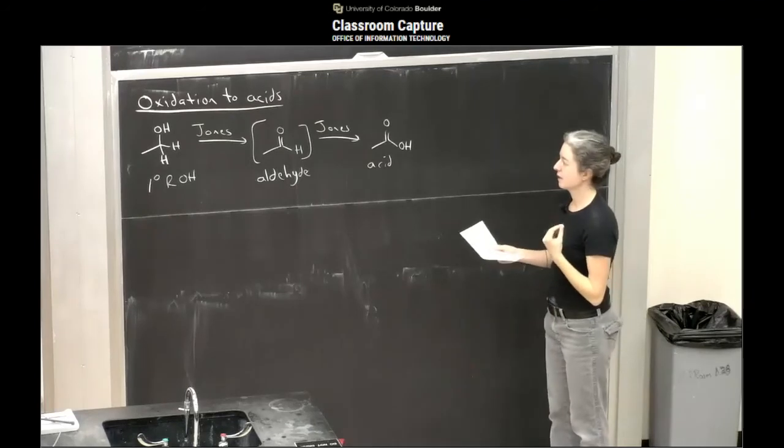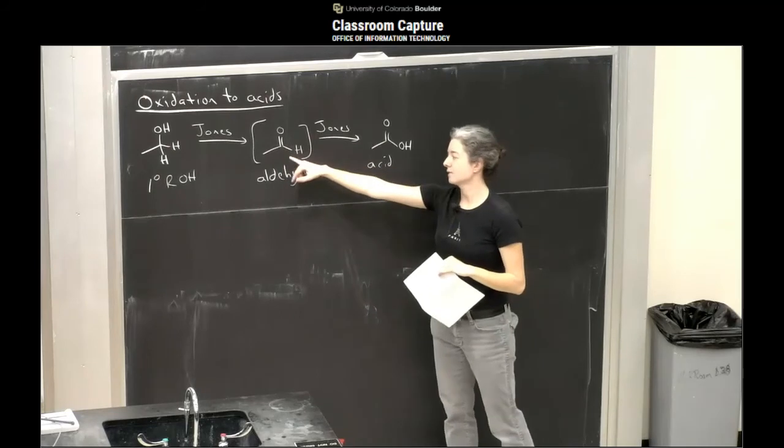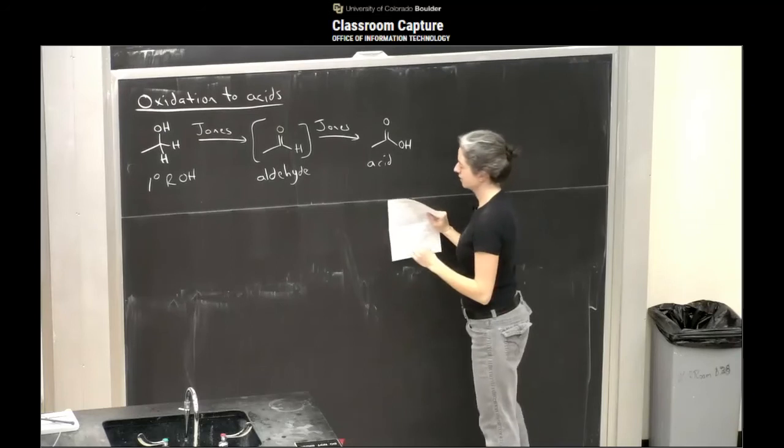So we've seen that in the past. But you can also totally just take an aldehyde and start halfway through the oxidation sequence and also just go to an acid.